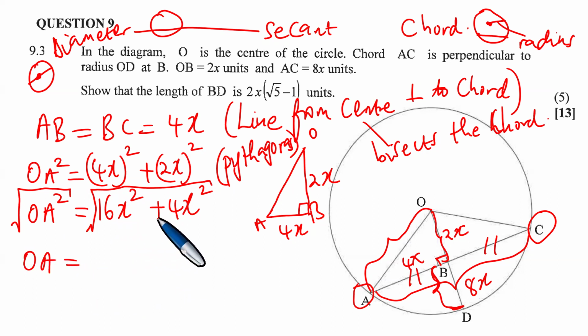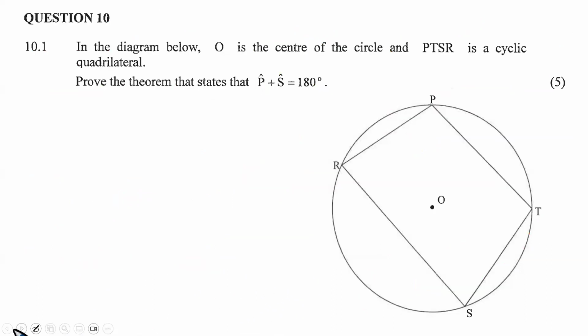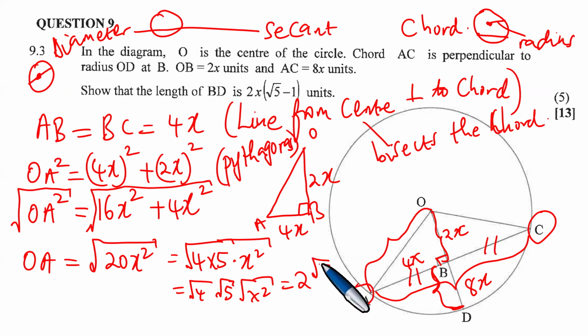What is 16x squared plus 4x squared? 16 plus 4 is 20x squared. And what is 20? It is 4 times 5 times x squared. And so what do we then have here? This is the square root of 4, square root of 5, square root of x squared. What is the square root of 4? 2. Well done. 2, the square root of 5 and x, like that.